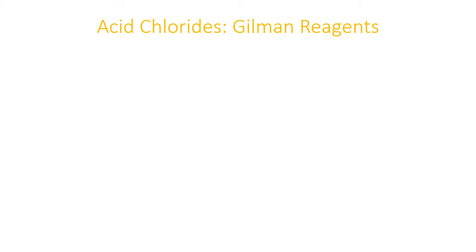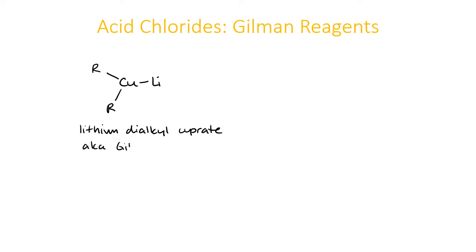Lastly, we'll take a look at acid chlorides reacting with Gilman reagents. Gilman reagents are similar to Grignard reagents, however, they are not as reactive. A Gilman reagent has the structure of copper bound to lithium. Now the copper atom will be bound to two R groups. This is known as a lithium dialkyl cuprate. And that's another term for Gilman reagents.